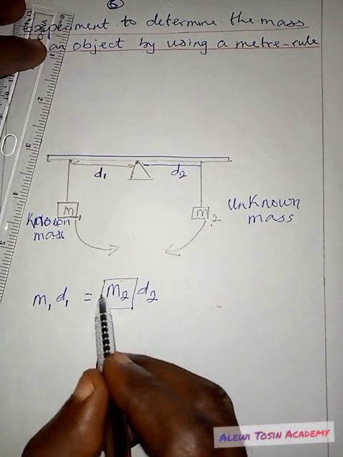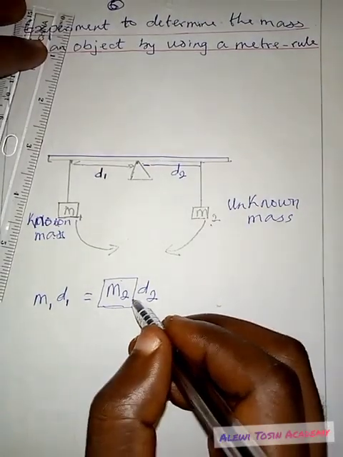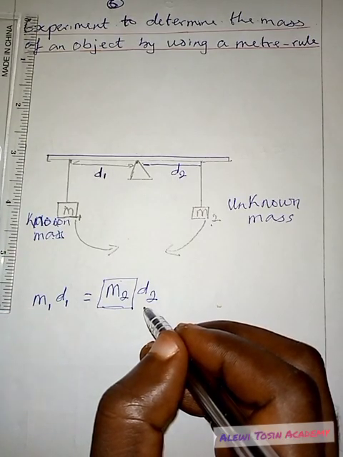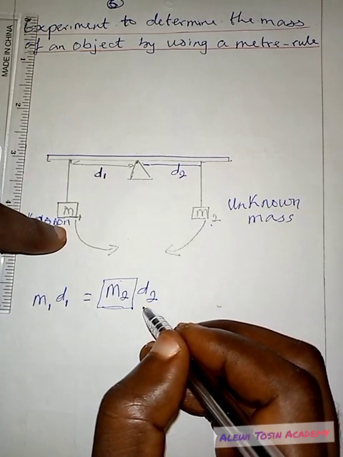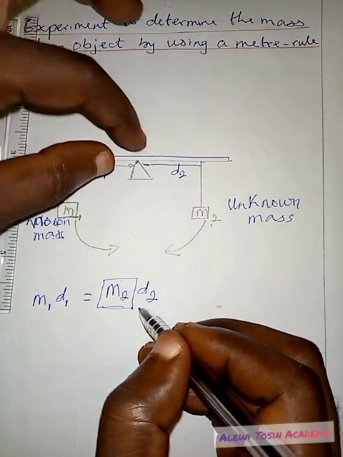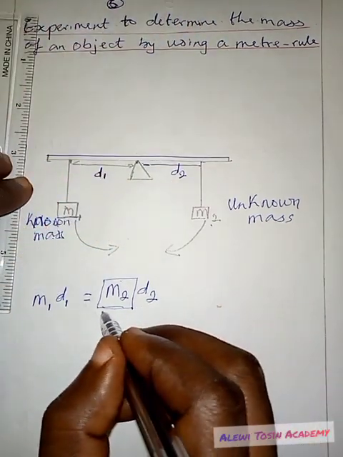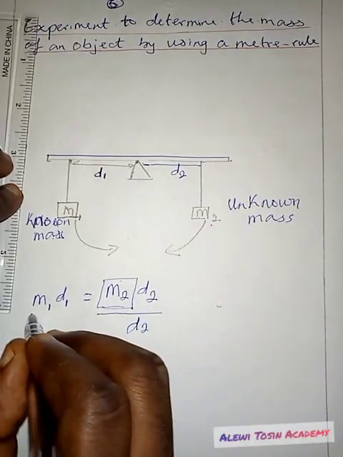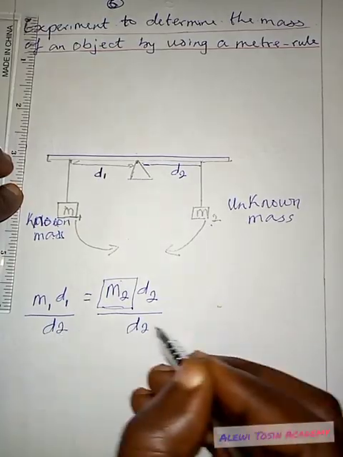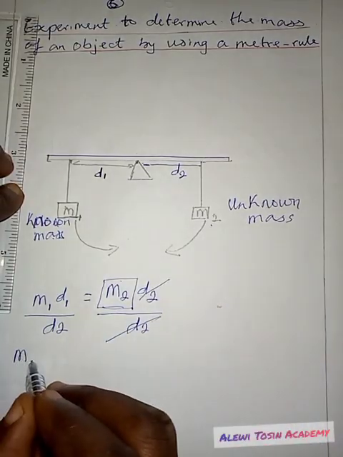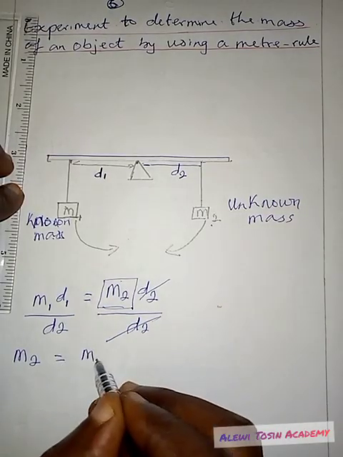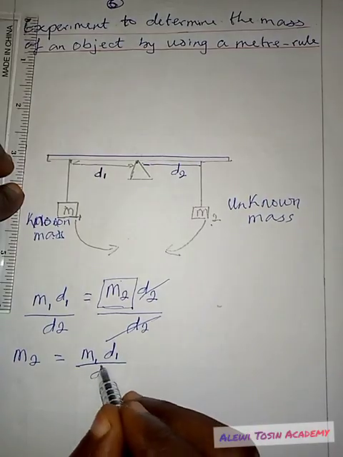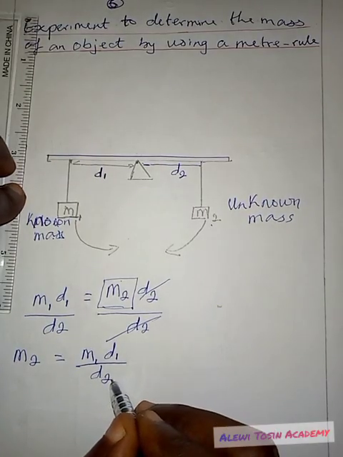Now, our M2 is the unknown. That's the one we want to determine. We know our mass. Let's say the mass is like 50 gram or 20 gram. It is a known mass, and this is the unknown. So we just make the unknown the subject of the formula by dividing through by D2, so that D2 cancels D2. Then we can say that the unknown mass M2 is equal to the known mass M1 times the distance D1 over D2. That is how to determine that.